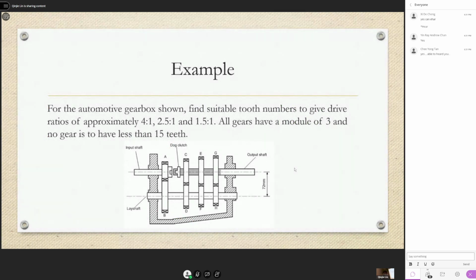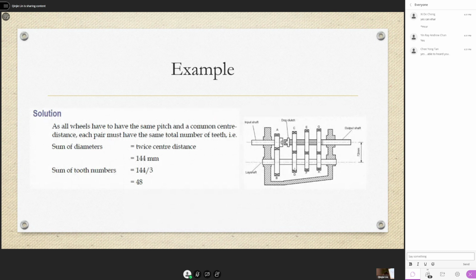Okay, let's look at one example. For the automotive gearbox shown, find suitable tooth numbers to give drive ratios of approximately 4:1, 2.5:1, and 1.5:1. All gears have a module of 3, and no gear is to have less than 15 teeth. So the first one, they want a gear ratio of 4. But before that, you have to find out certain stuff first.